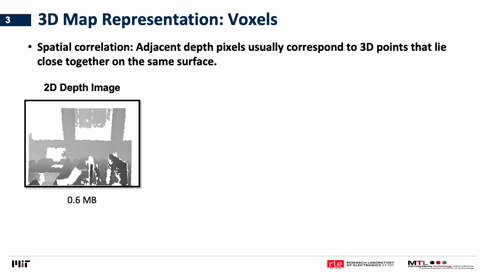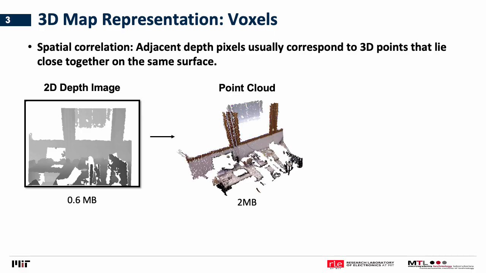Constructing a 3D occupancy map is much more challenging because the number of sensor rays is quite large and scales with the resolution of the depth images. A map is constructed from a large sequence of images, so to simplify, consider a single image shown here, where each pixel represents the distance of the object from the camera. Now this image is only 0.6 MB and can be represented by a large point cloud using 2 MB.